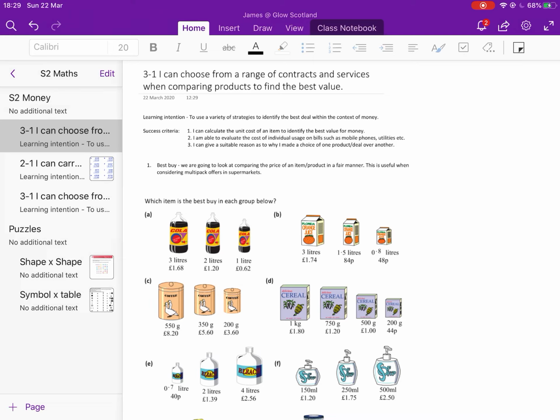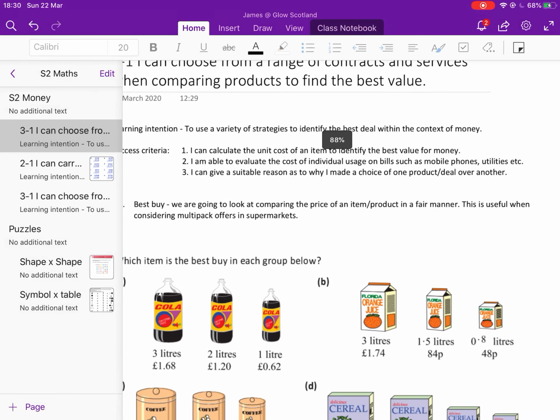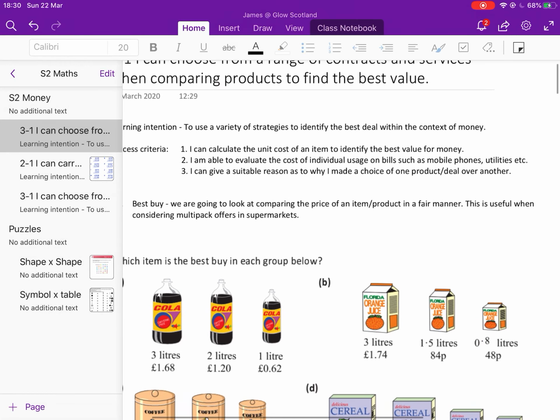Today we're really going to be focusing on looking for the best value, comparing the price of products, and looking at different contracts and services. So the learning intention for today is to look at a variety of strategies to identify the best deal, all within the context of money.